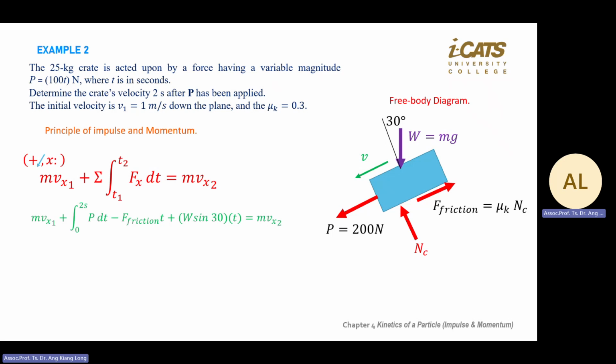So let's see if you are able to understand. For mv1, I can use the whole v1x because I follow the surface x direction. This is why I follow the surface or the motion direction, because I will get the full number. I do not need to worry about the sin and cos for my velocity.